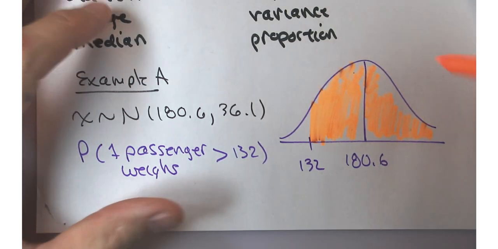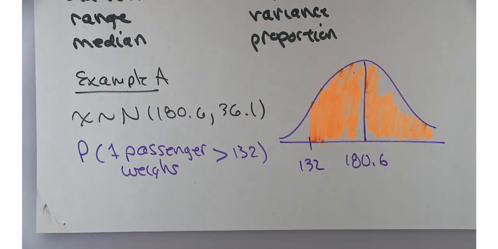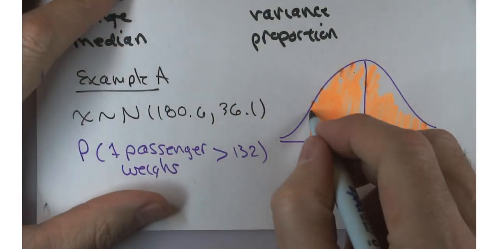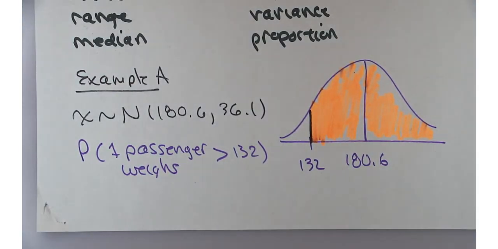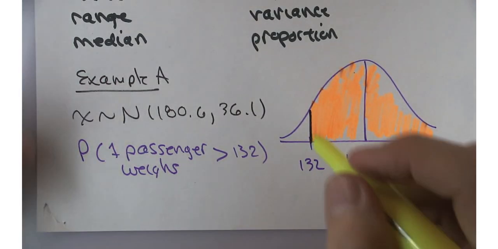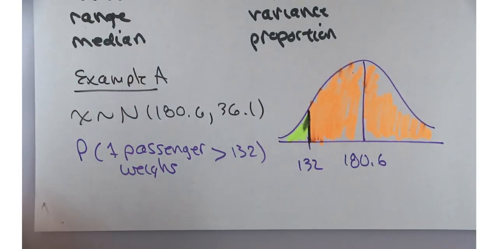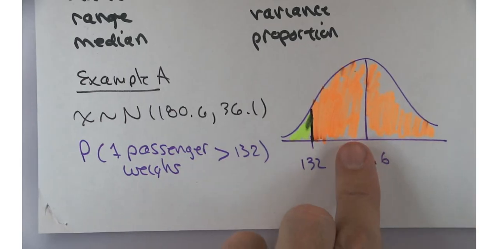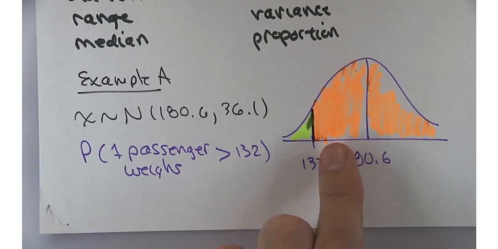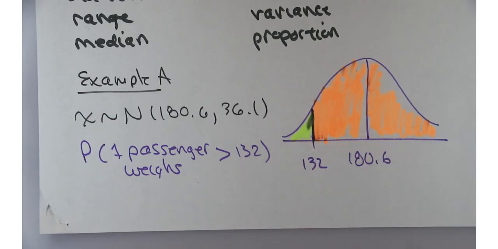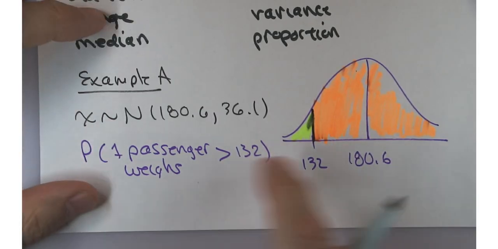Now we've got to be a little bit careful here because Google Sheets doesn't really give me the area to the right. What does Google Sheets give me? Yeah, it gives me the area to the left. So what I'll have to do is find that area and then subtract. How are we going to find this area? Am I going to use norm distribution or norm inverse? Norm distribution. All right, so it's going to be norm distribution.